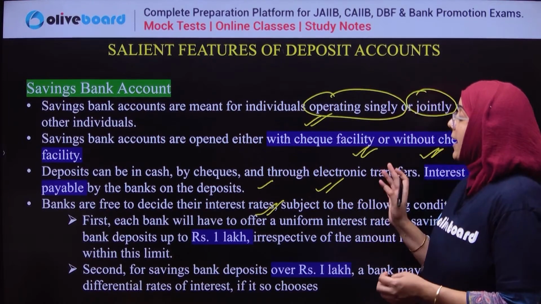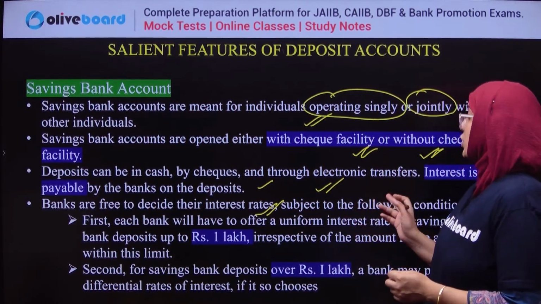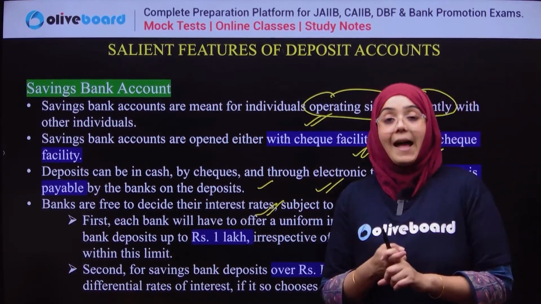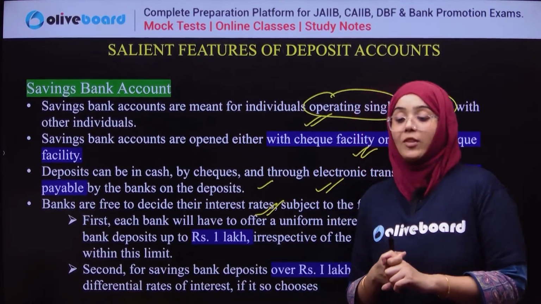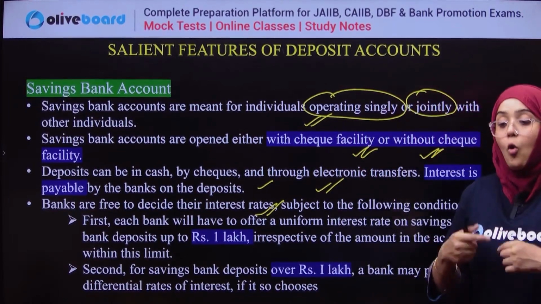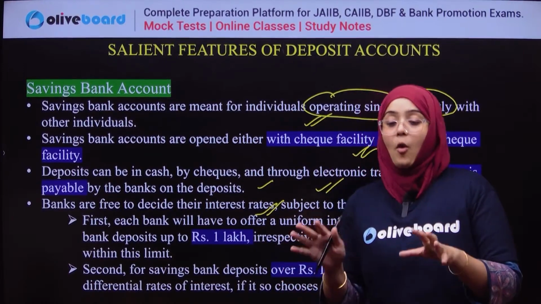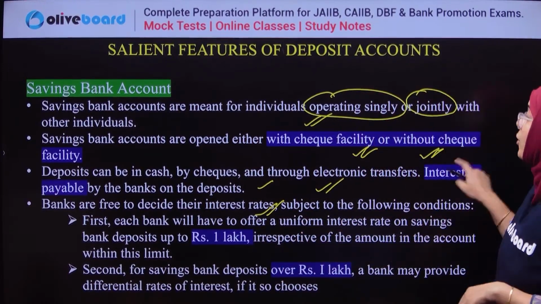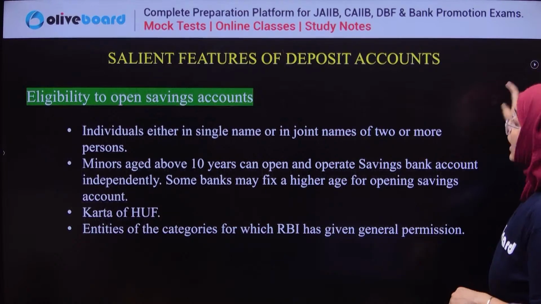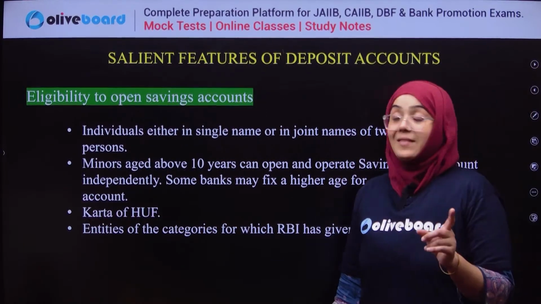Clear? Next, banks are free to decide their interest rate subject to the following. First of all, the bank has the same interest rate up to a deposit of 1 lakh. Okay, and over and above 1 lakh, banks are free to decide their interest rate. It depends upon their choice. Okay, next. Now, who is eligible to open a savings account?